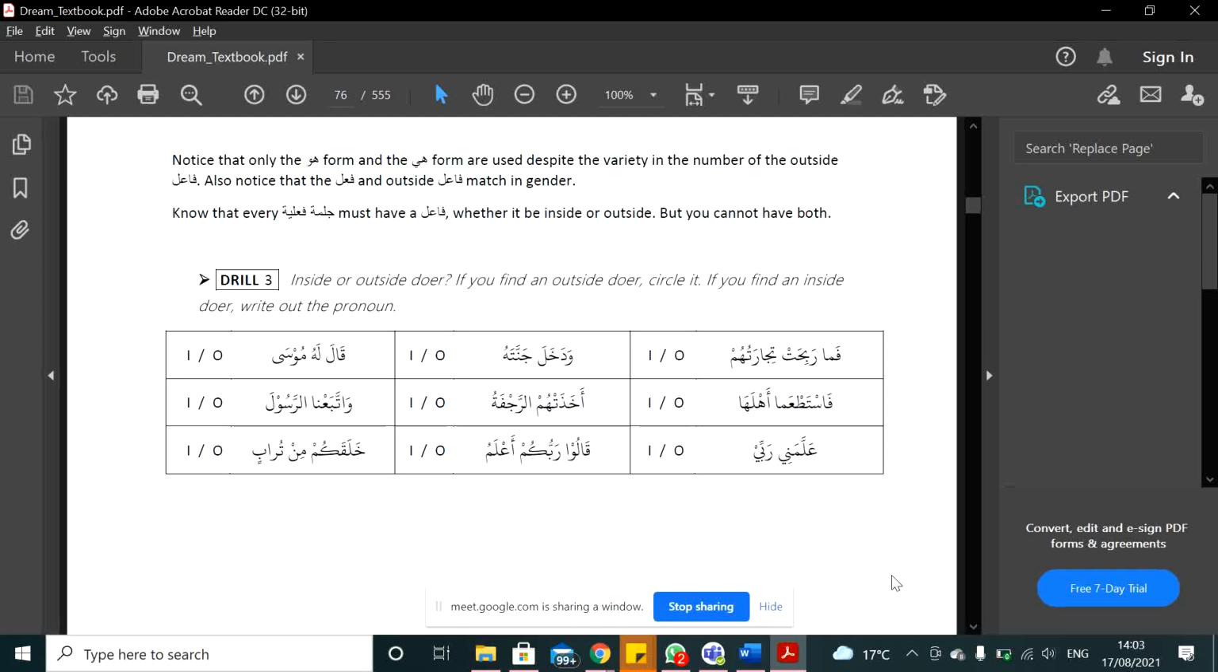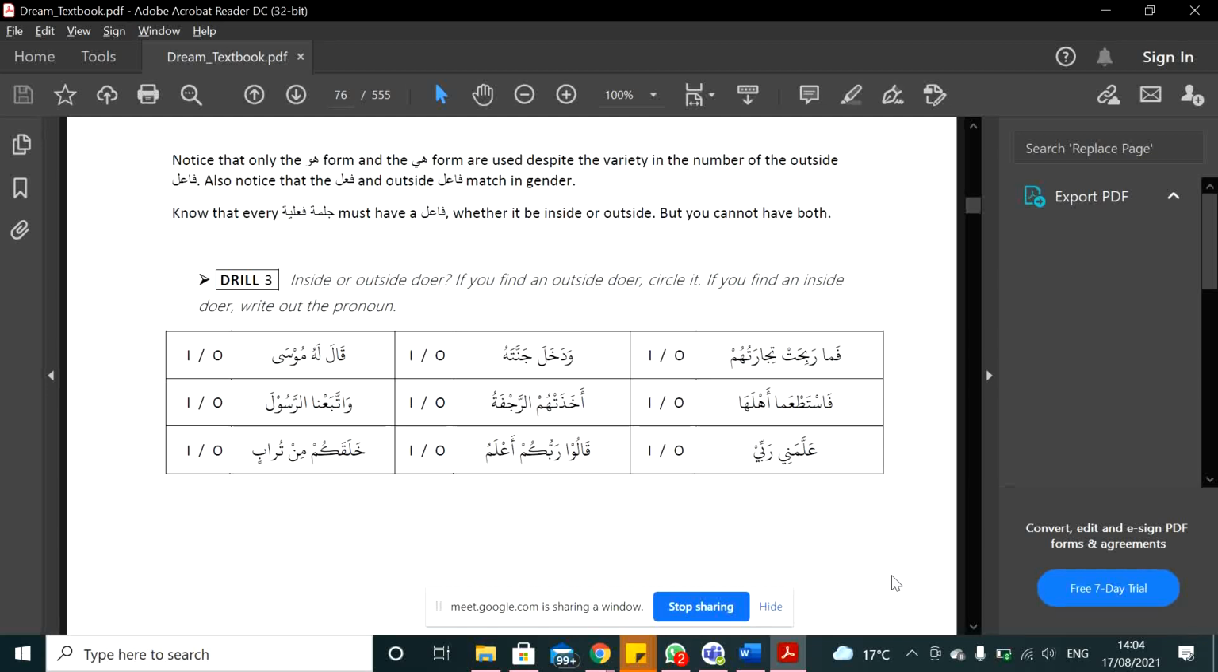أخذتهم الرجفة. Okay, so akhazat, I can find the doer here. Akhazat, right? And I have to see the outside doer. So which one is in the rafa status? Hum doesn't match in gender. Ar-Rajfatu is in the rafa status and feminine as well. So they match in gender. So we have Ar-Rajafatu as an outside doer for akhazat.